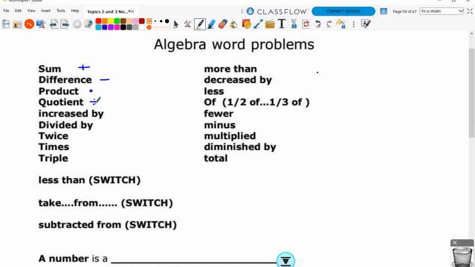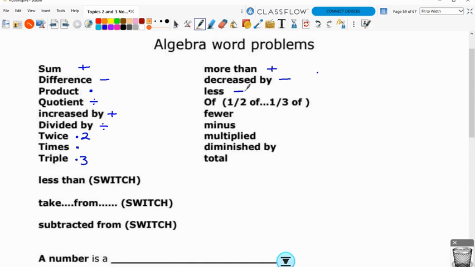But we have other ones as well. Increased by is an addition word. Divided by is pretty obvious there. It's division. Twice means to multiply by 2. Times is multiplication. And triple means to multiply by 3. In the next column, more than represents addition. Decreased by is subtraction. Less is also subtraction.